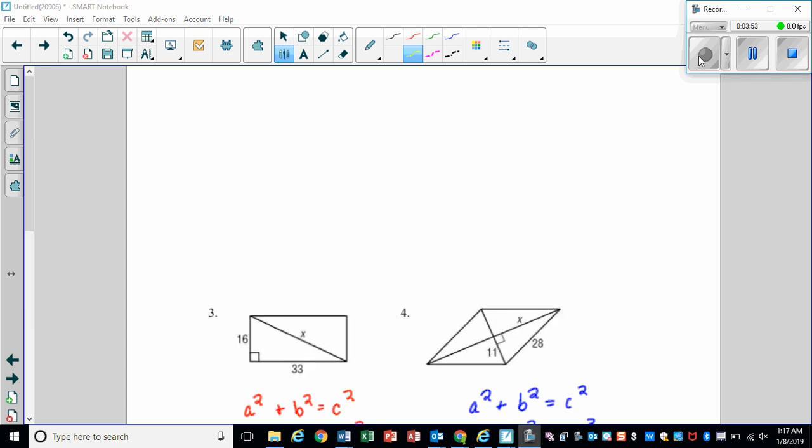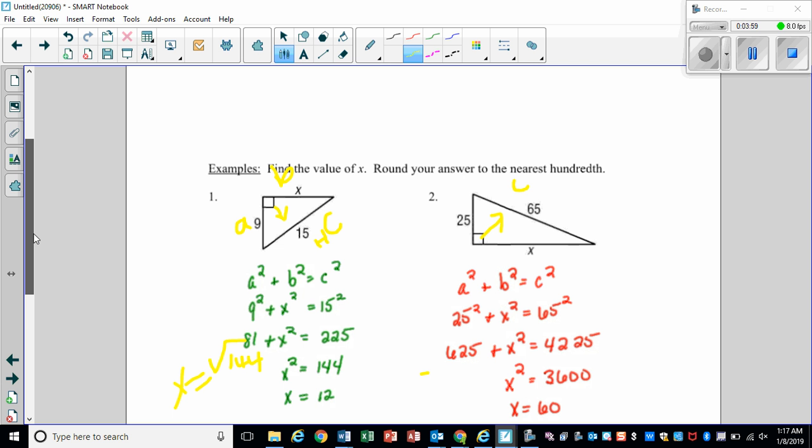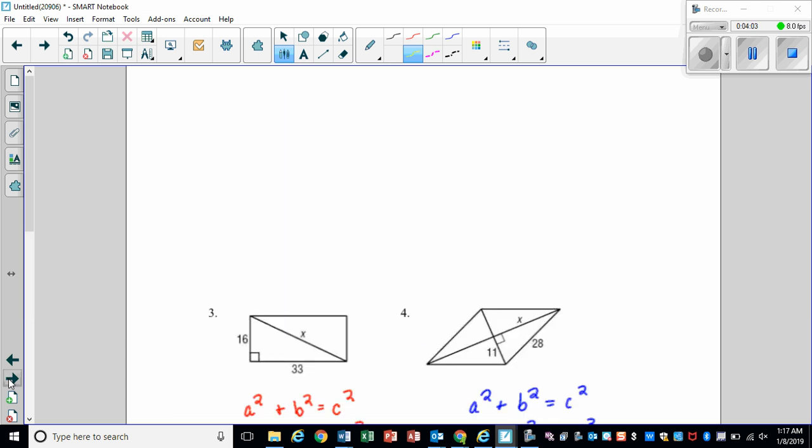Sometimes you might see questions like this. When you look at number 1 and number 2, they're both given a right triangle and they ask you to solve for the missing sides. But number 3 and 4 don't look like right triangle problems because they gave you a rectangle and a kite. So you might get confused. How do you solve a problem like this? It's the same thing.